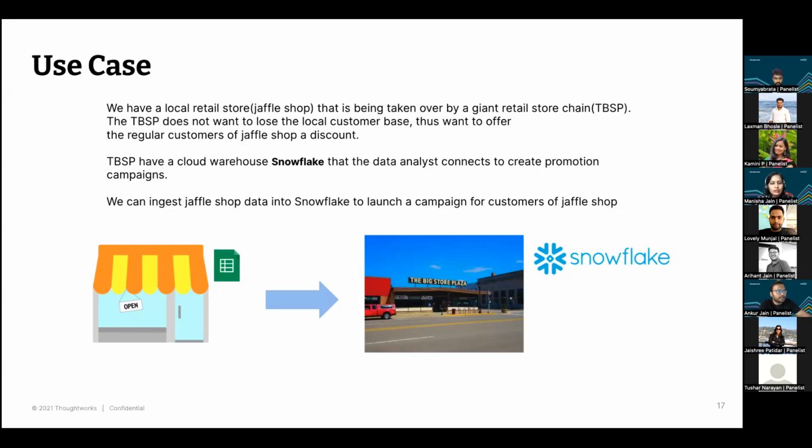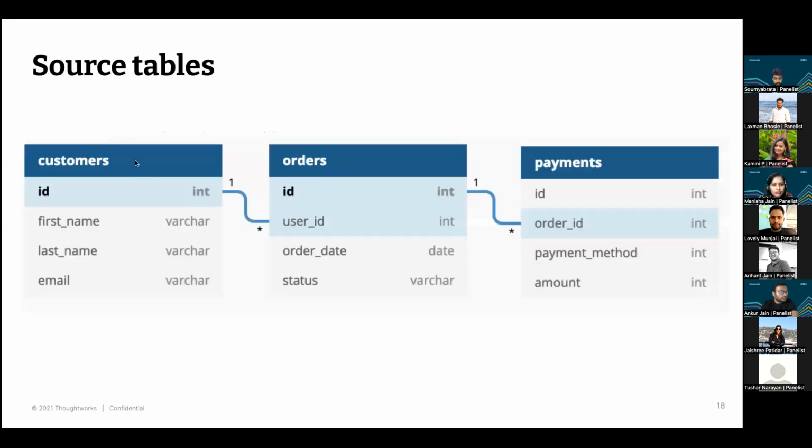So the idea here is that whatever customer data is available in Jaffa Shop in the form of Excels can be ingested into Snowflake, and using the same data analytics tool which they are using, they can push some promotional campaigns for the Jaffa Shop. I'll give you a glimpse of this in Snowflake also, but let's understand what our source tables are.